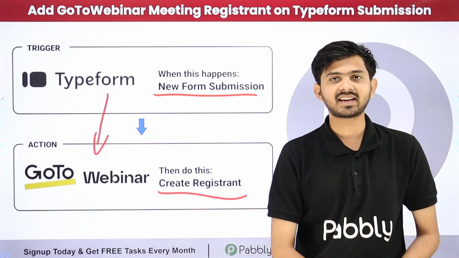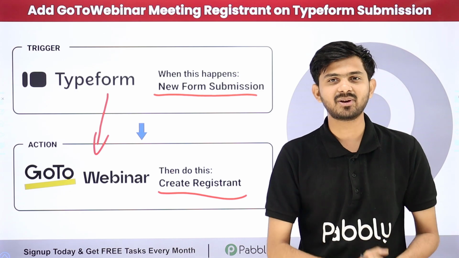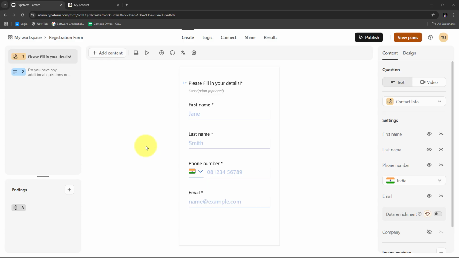So how am I going to build this connection? For that, let me take you to my computer screen. I hope you can all see my computer screen, and today we are going to see how we can add a GoToWebinar meeting registrant on Typeform submission.